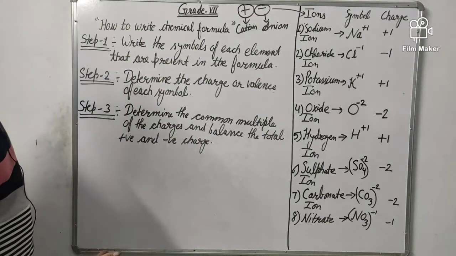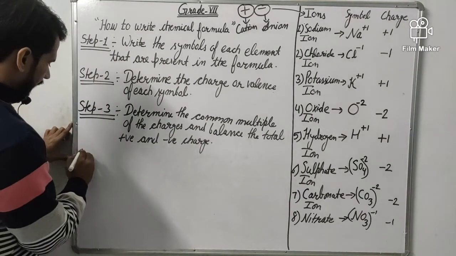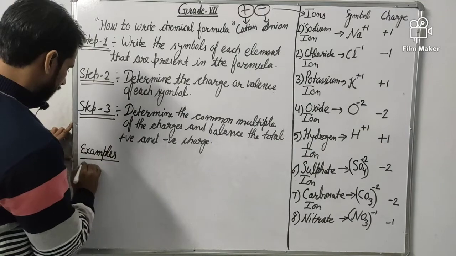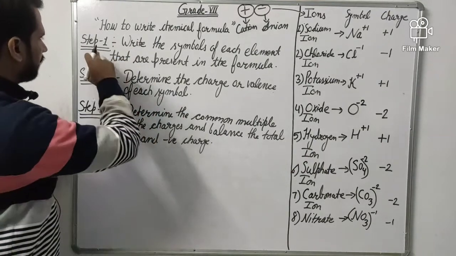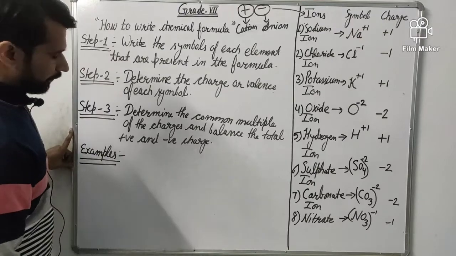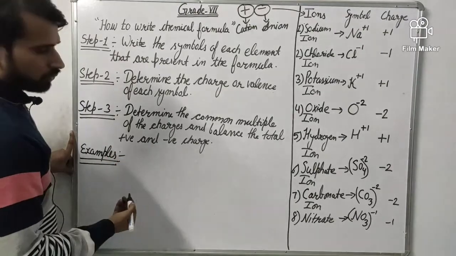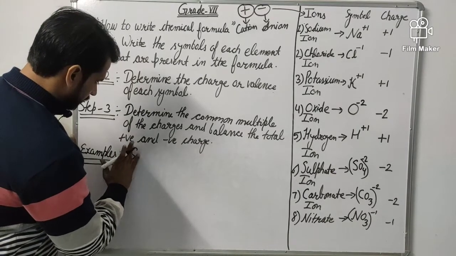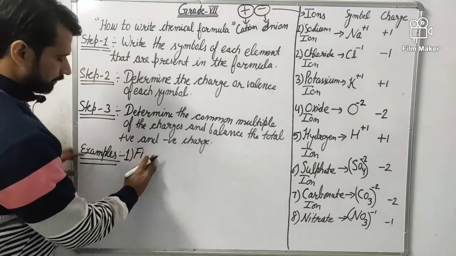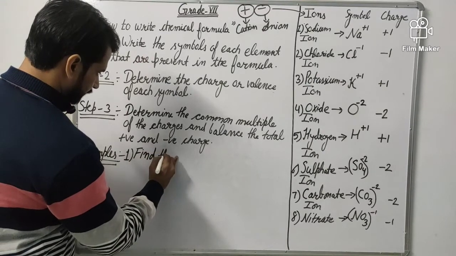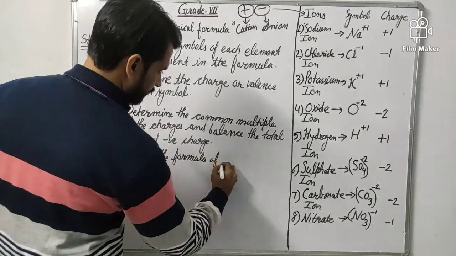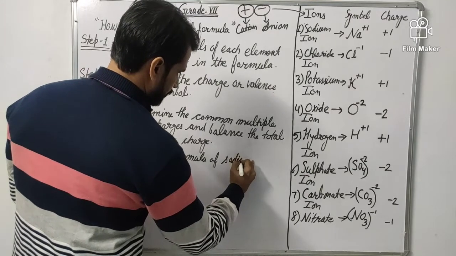So let us try one example. Now it's time to follow all these steps, step number 1, step number 2 and step number 3, while predicting the formula of any compound. Like, you will try to find the formula of sodium chloride.